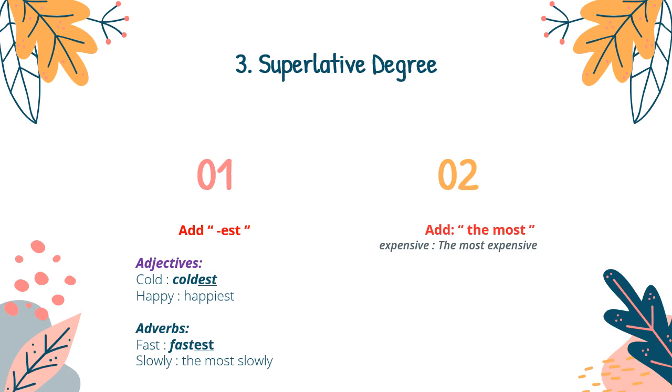Okay, let's see the example. We use beautiful. So the sentence is, for example, Jessica is the most beautiful girl in her family.